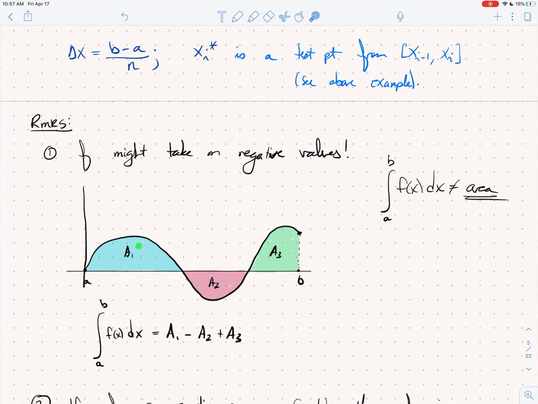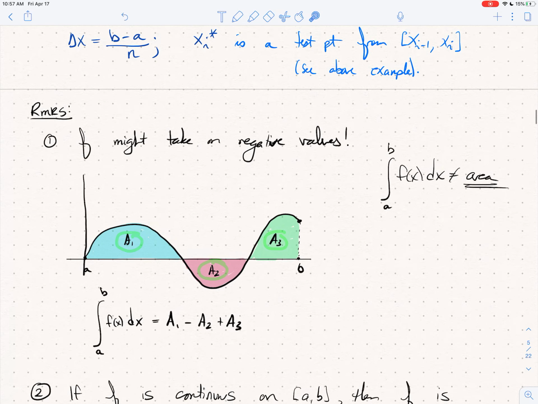When the function goes below the x-axis, you interpret this as actually negative area. So let me show you how this works. If you have area 1 here, area 2 is the pink, area 3 is the green, and you have the integral from a all the way out to b of f of x dx, then it's area 1 minus area 2 plus area 3. So this definite integral does have everything to do with area, but it might not equal area itself if your function dips below the x-axis.